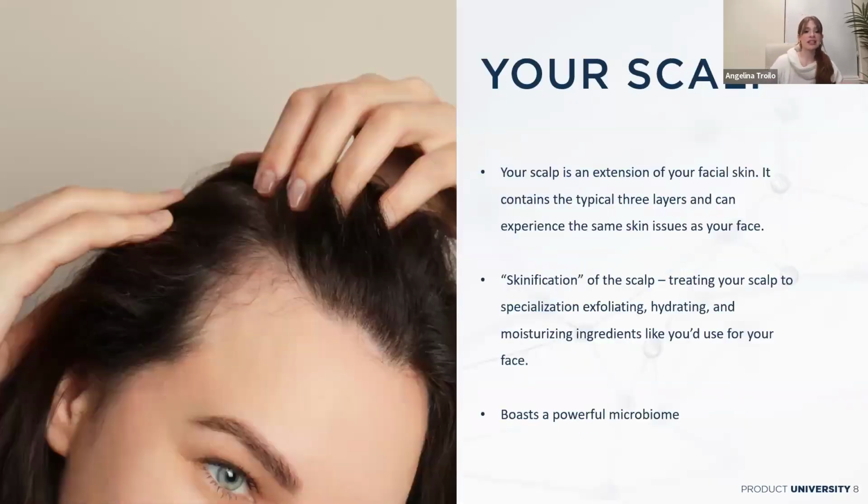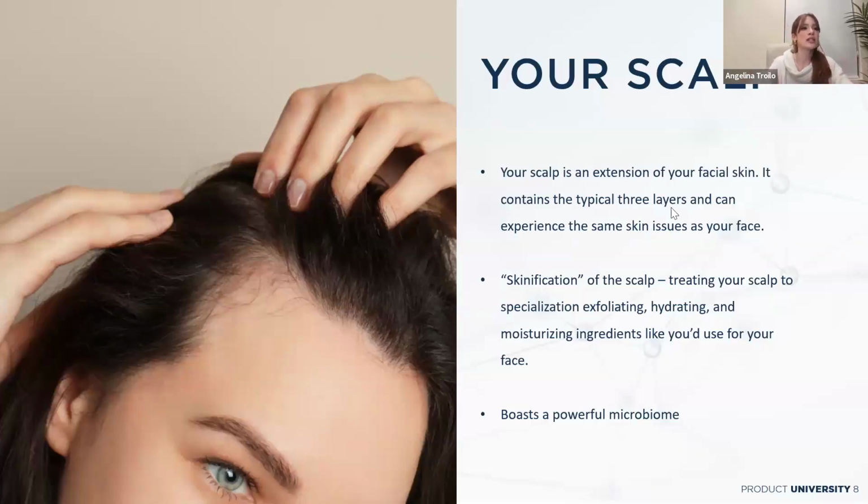All right, and so last but not least, in understanding the physiology of the hair is looking at the scalp itself. So I often like to talk about the microbiome, you all know it, but the scalp too has a microbiome, much like your facial skin, much like the skin on your body. And I really like to look at your scalp as an extension of your facial skin. It still has those same typical layers as we clearly saw in the hair follicle depiction, but also needs the same kind of TLC within your hair care routine.